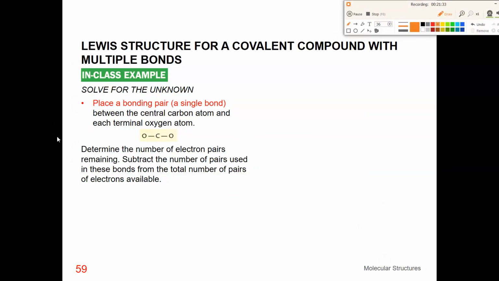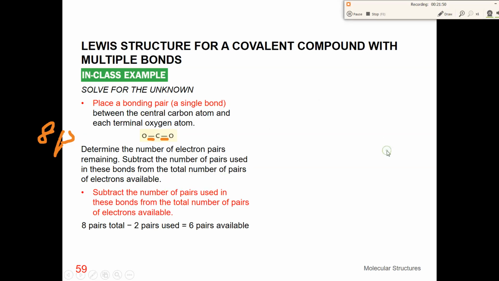Right? So we have 8 pairs. Don't forget we have 8 pairs. Then, because of this first step, we figure out carbon is central, oxygen terminal. Then we put 2 single bonds between carbon and oxygen. Right? Then we figure out this 8 pairs and 2 pairs used.